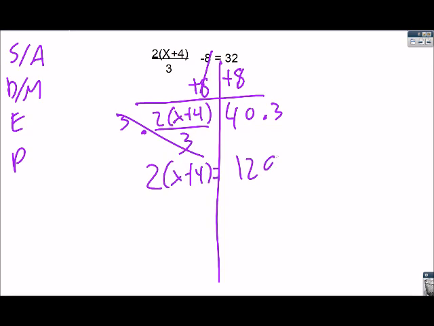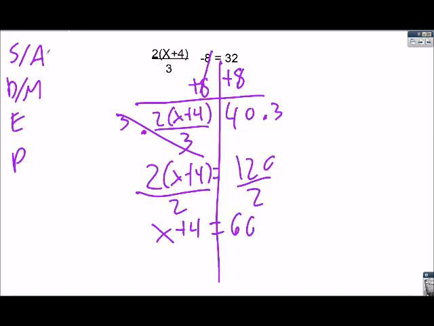So now I go back to my SADMEP. Do I have any subtracting and adding? Yes, but it's still in the parentheses. Do I have any multiplying and dividing? Yep, multiply by 2. So I'm going to divide to make it go away. When I am at the final step and there's only the parentheses left, I can drop those parentheses because I no longer need them as a holding value.